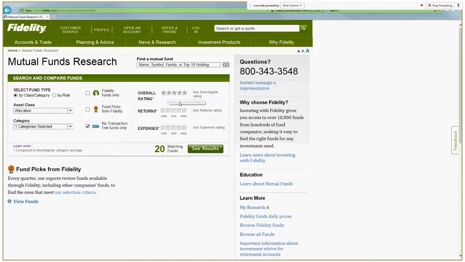And over here you have the overall rating. And again, this is going to be based off Morningstar. So if you go to Morningstar's website, they'll go through and explain how they come up with the ratings. And so what we'll do for this is we're just going to leave this blank. And then you can go after different returns.